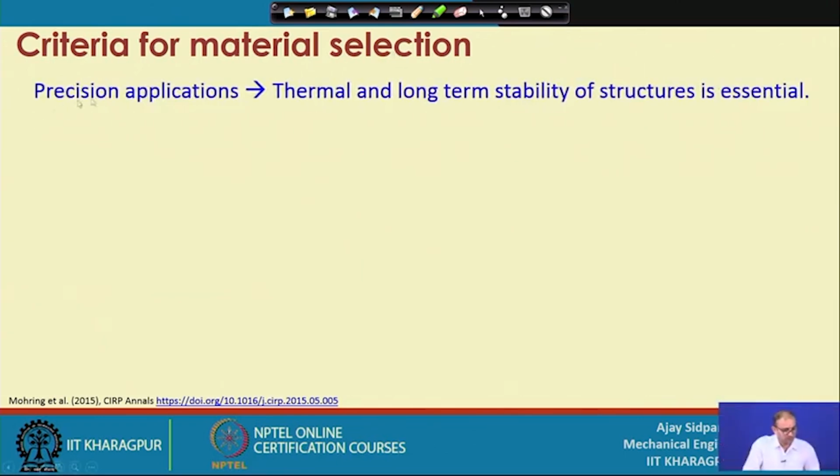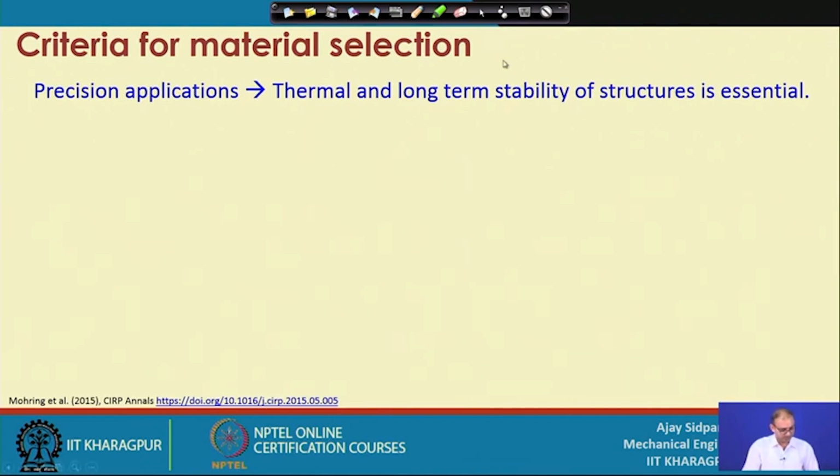Suppose first thing is the precision application. Suppose your requirement is of precision application, then we have to see the thermal and long term stability of the structure, that is very essential. So, you have to find some materials which have a low thermal coefficient of expansion, and also you have to find something which is rigid, so that long term stability is maintained, because it will not deform by itself or because of the machining forces, and otherwise after a few years you may get trouble from the machines.